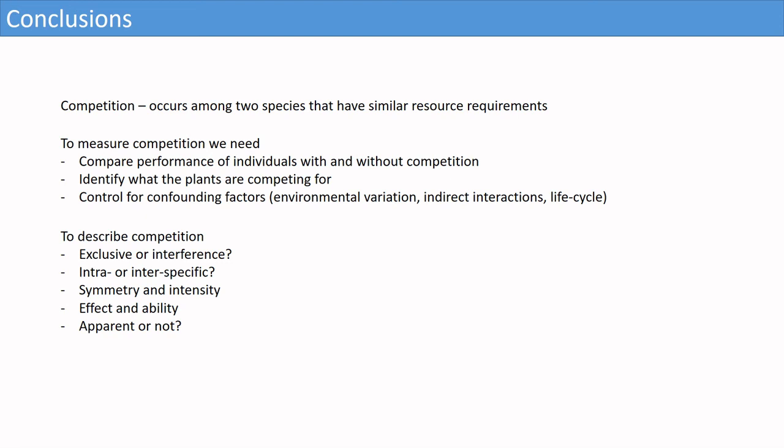We saw several ways to describe competition. So we can ask whether competition is done by exclusion or by interference among organisms, whether it is intra or interspecific, how symmetrical and how intense it is, what is the competitive effect, so the ability to prevent other species from growing, and the competitive ability, that is the capacity to fight against competition, and whether the competition is apparent or whether it is direct competition between two individuals.